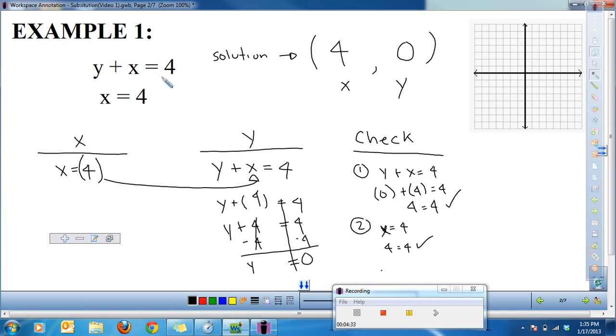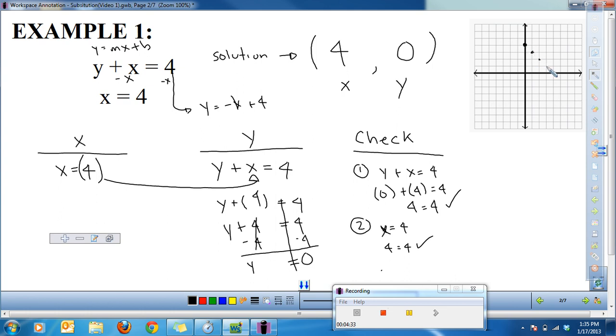I have y plus x equals 4. Right now, we know that we can't graph that because the only way we can graph something is if it looks like y equals mx plus b. So I need to rearrange this first. So I'm going to subtract x from both sides. And I have y equals negative x plus 4. So I know 4 is my y-intercept, so I'm going to go to 4. I know that I have a slope of negative x, or negative 1. So I know I need to go down 1 over 1.